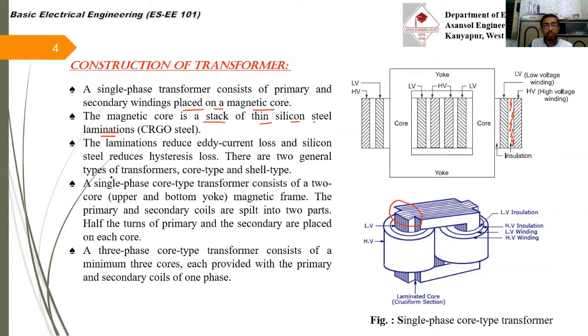There are two general types of transformer. First is core type, next one is shell type. A single phase core type transformer consists of two cores, with upper and bottom yoke of the magnetic frame. The primary and secondary coils are split into two parts. Half of the turns of the primary and secondary are placed on each core. Now, a three-phase core type transformer consists of a minimum of 3 cores, each provided with primary and secondary coils of each phase.